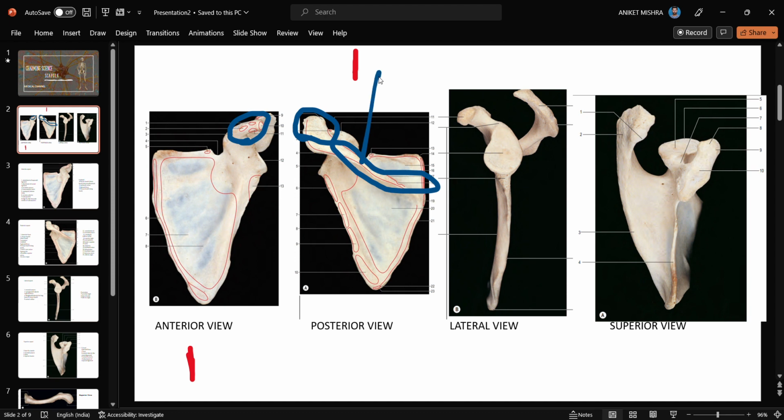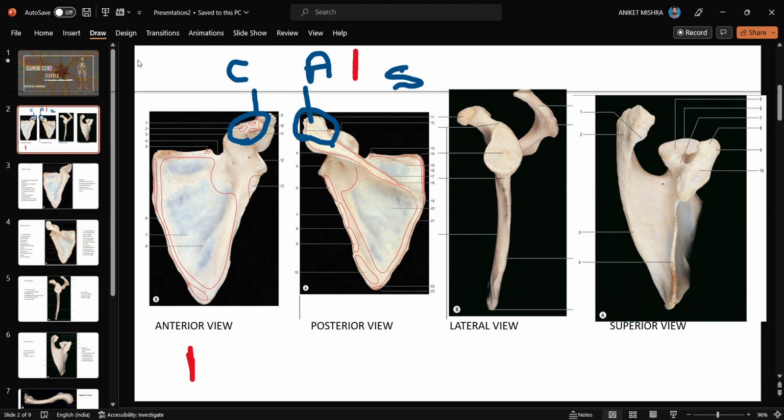Okay, this one is the spinous process. This one is the acromion process, and this one is the coracoid process. So if we see, the spinous process is a triangular plate. Let me remove the landmark for the spinous process. If we look into the spinous process of the scapula, we see that it's a little triangular in shape. It has three borders and two surfaces.